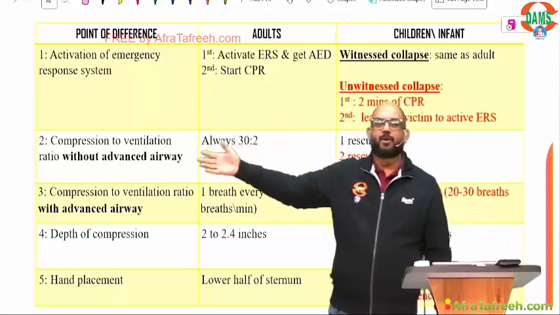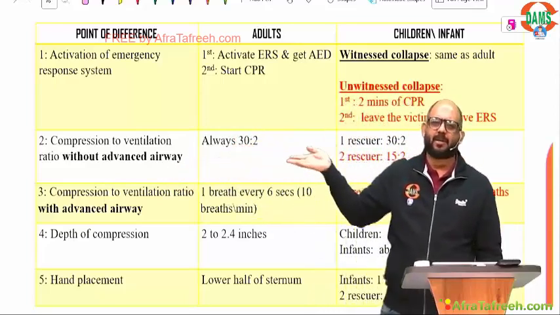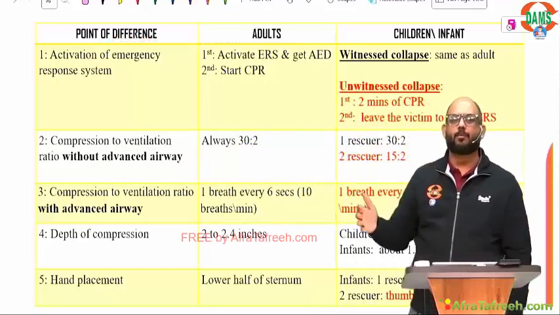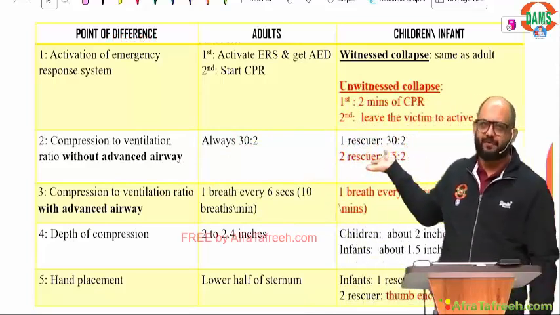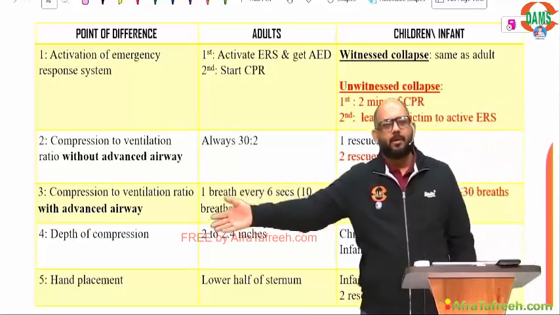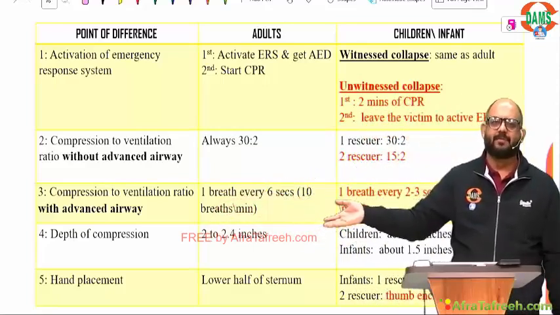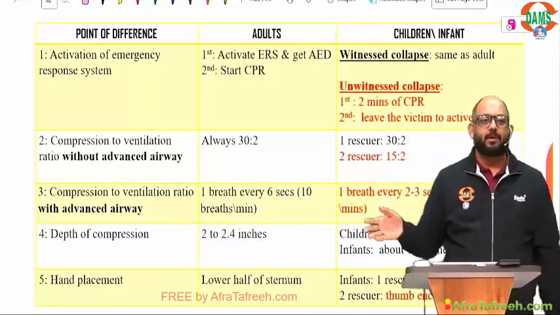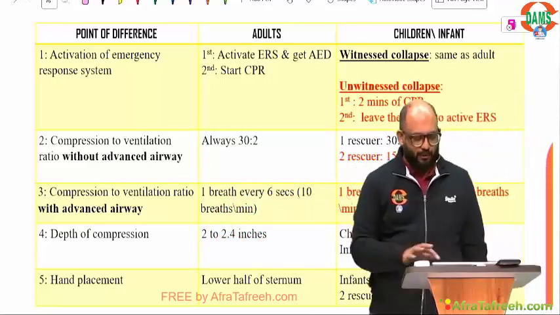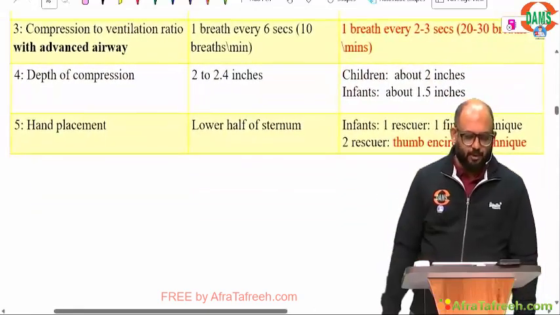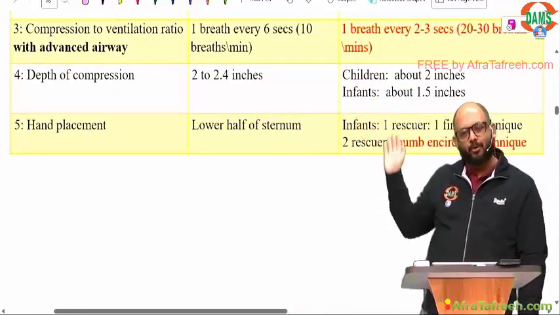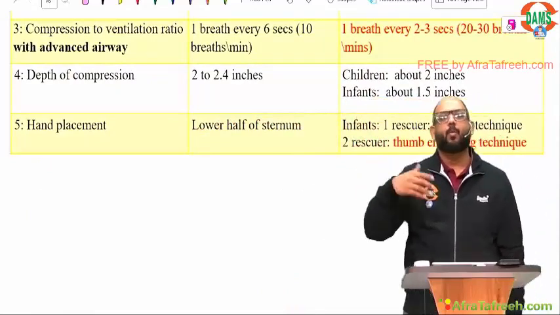Then compression to ventilation ratio, we know adult 30:2, pediatric. If there is one rescuer, 30:2, but with 2 or more rescuers, you want to increase the number of respirations, 15:2. With an advanced airway, here 1 breath every 6 seconds, here 1 breath every 2 to 3 seconds. Depth of compression. 2 to 2.4 inches in adult. In child, about 2 inches. In an infant, about 1.5 inches.